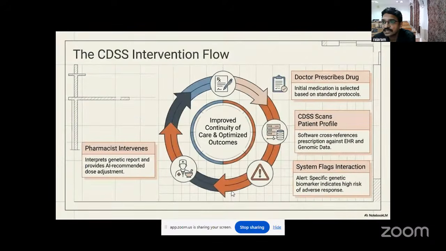So the CDSS intervention flow. We start with the prescription. Then we have electronic data with us. We integrate all the healthcare professionals, and using AI, we forecast diagnosis, different medication, and personalized interventions.